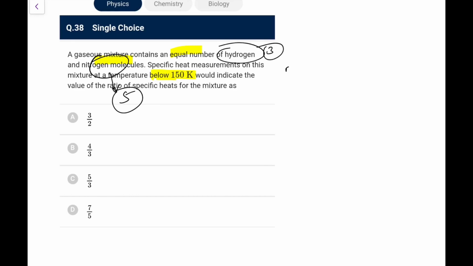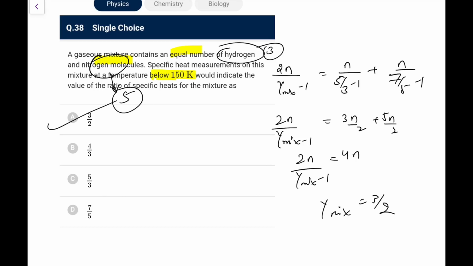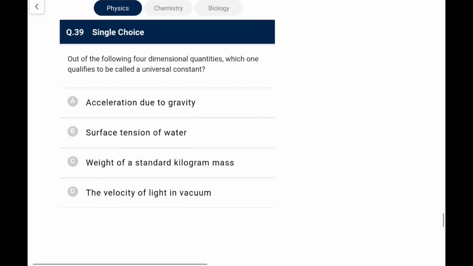So what we can say, total moles 2n upon gamma mix minus 1 would be equal to n upon, mono means 5 by 3 minus 1, plus n upon dia means 7 by 5 minus 1, so it comes out as 3n by 2 plus 5n by 2, that is 4n. So 2n upon gamma mix minus 1 equals 4n, so gamma mix comes out from here as 3 by 2. So it's a good question, you need to remember, otherwise if both were behaving exactly the same, then gamma would have been 7 by 5 in that case, but here you have to be careful about it.